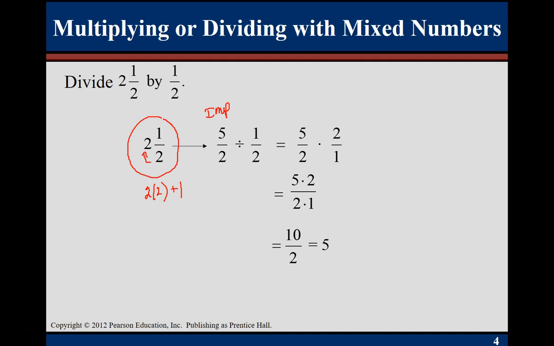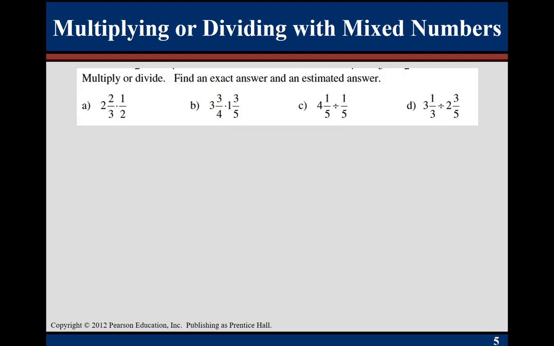When you divide, you keep the first the same, change division to multiplication, and take the reciprocal of the second fraction. 5 times 2 is 10, and 2 times 1 is 2. Of course, 10 divided by 2 is 5.